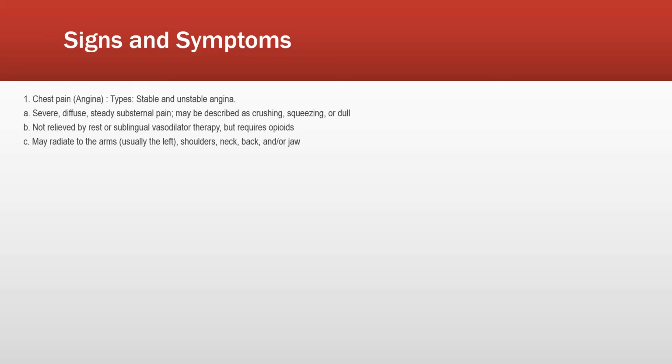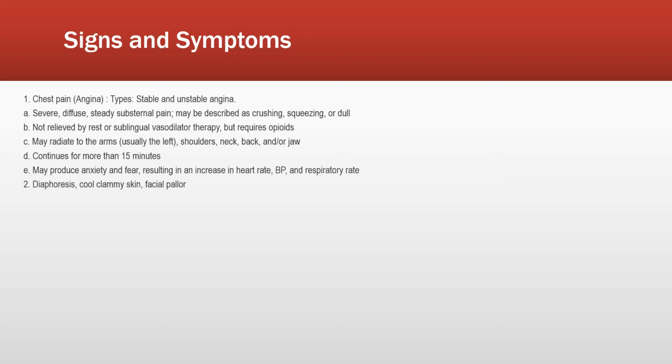The characteristics of chest pain include: severe, diffuse, steady substernal pain, may be described as crushing, squeezing, or dull. Not relieved by rest or sublingual vasodilator therapy, but requires opioids. May radiate to the arms, usually the left, shoulders, neck, back, or jaw. The duration continues for more than 15 minutes. And it may produce anxiety and fear, resulting in an increase in heart rate, BP, and respiratory rate. Nevertheless, other causes of chest pain such as aortic dissection, pulmonary embolism, esophageal perforation, and pericarditis must be considered in the differential diagnosis.